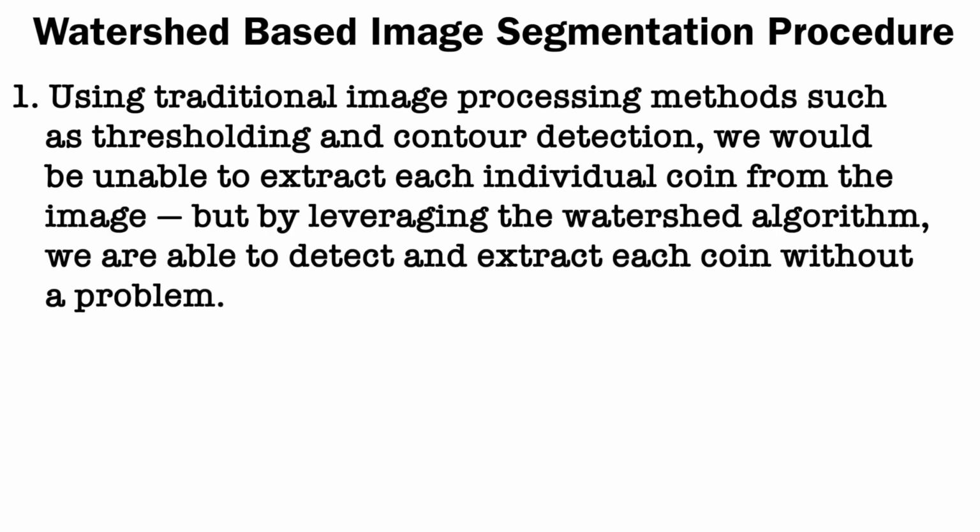Using traditional image processing methods such as thresholding and contour detection, we would be unable to extract each individual coin from the image. But by leveraging the watershed algorithm, we are able to detect and extract the coins without a problem, because these basic traditional methods cannot separate the objects by a watershed line, but the watershed algorithm provides the watershed line for each and every overlapped, touching or separated object.